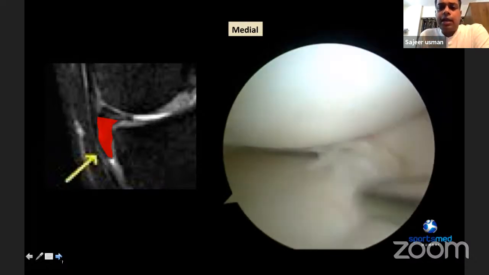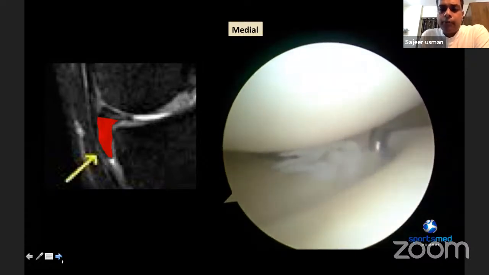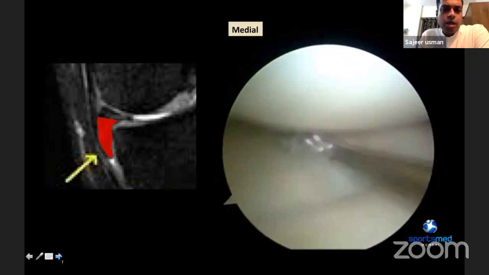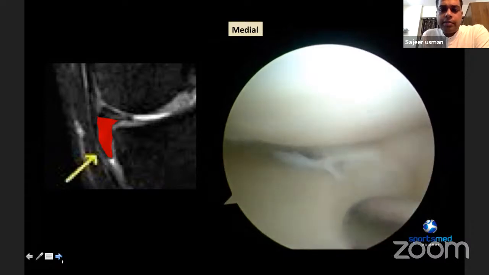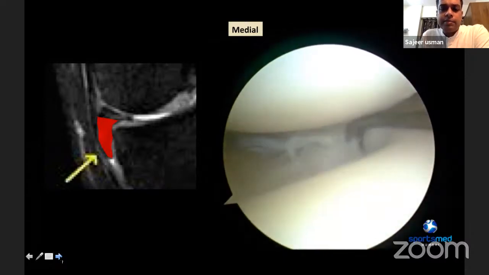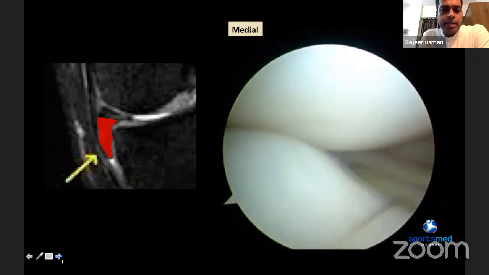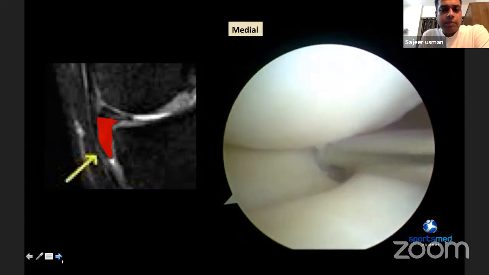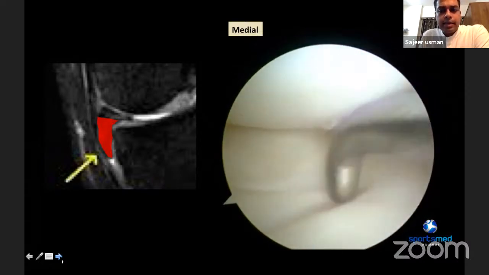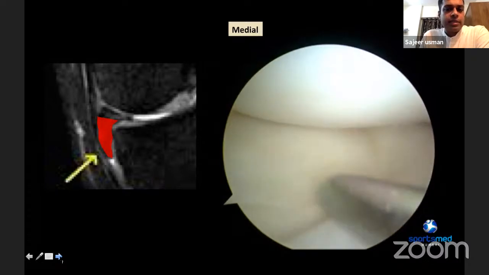In such cases, while you're performing the arthroscopy, be careful to probe the body area and the posterior horn area of the meniscus, because sometimes you will be surprised to see large flaps which are displaced into the recess. And this is a sure shot case for resection, of course.